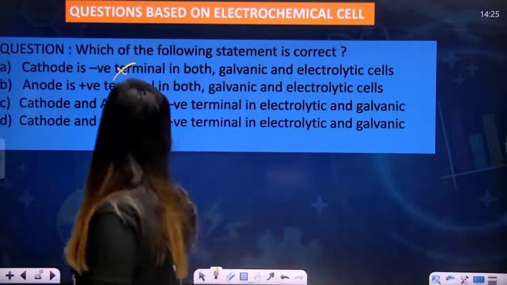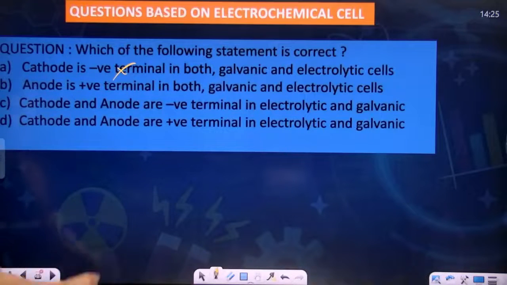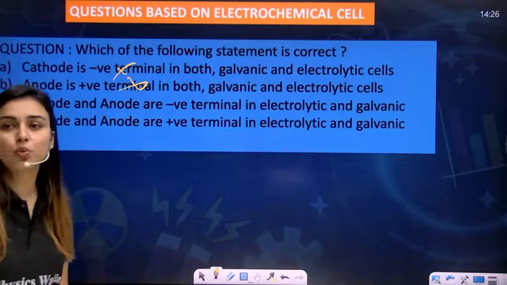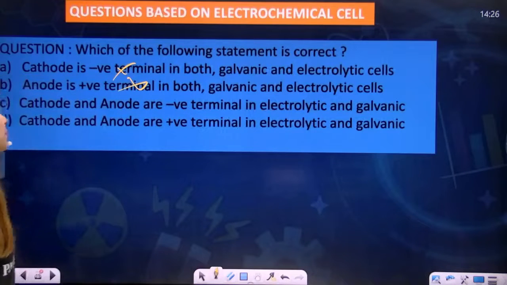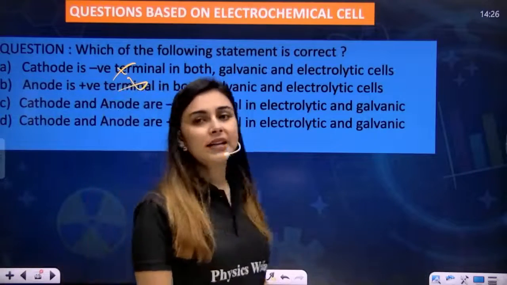Second, anode is positive terminal in both the cells. No, it cannot be positive in both the cells. It has to be negative or positive in one of the two. Third, cathode and anode are negative terminal in electrolytic and galvanic cells.